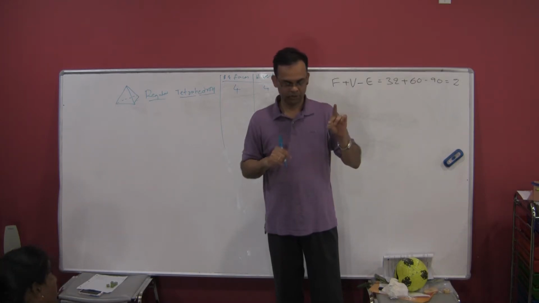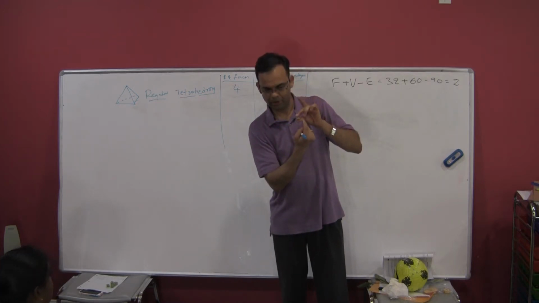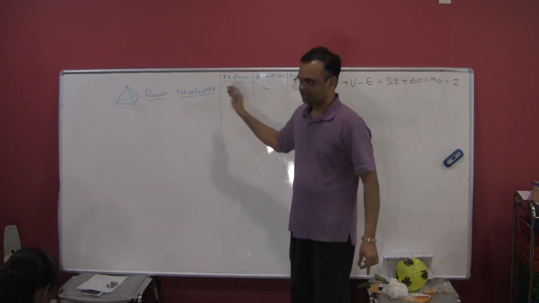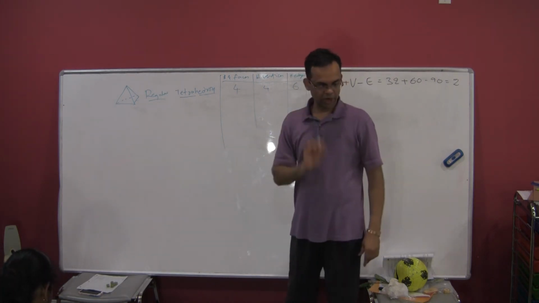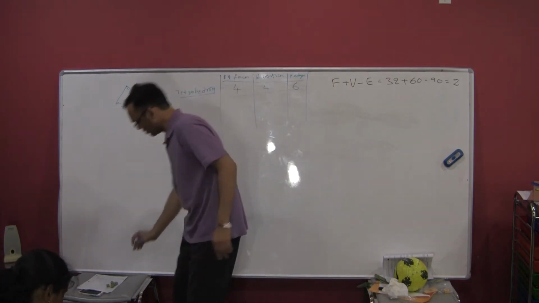Let's count. 1, 2, 3 at the top. 1, 2, 3 at the bottom. 3 plus 3 is 6. There are 6 edges. Okay? Let's keep it there. So you understand what a regular polyhedron is, and we took the simplest of the regular polyhedrons. Now let's take the cube.